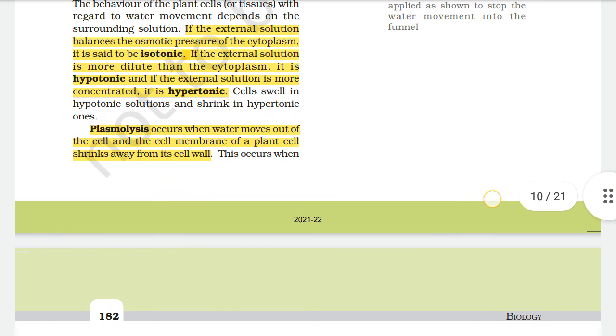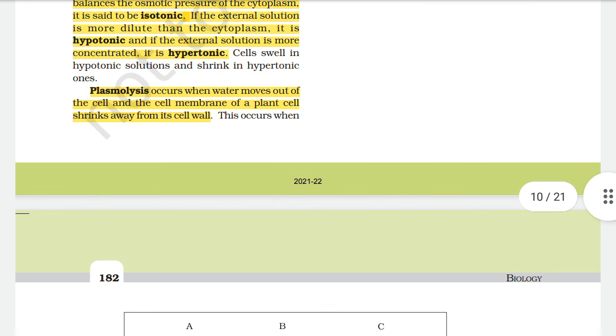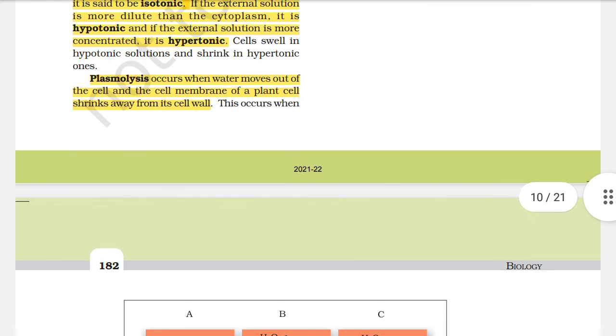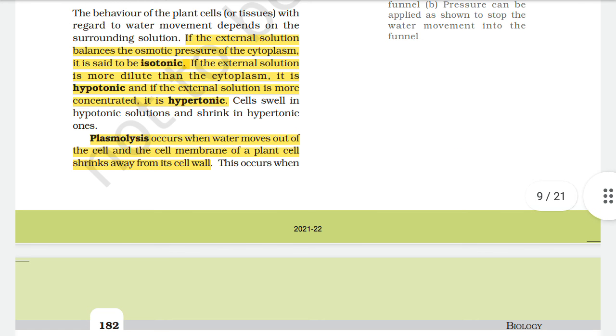And in case of hypotonic, it means that the external solution is more dilute, and if it is more dilute, then the water will go inside and the cell will swell up. So this is a hypotonic solution. And if the outer solution is more concentrated, meaning fewer water molecules, then of course the cell will shrink, and this is the case of plasmolysis. This hypertonic condition only leads to plasmolysis and the formation of a plasmolyzed cell, that is the shrinkage of a cell away from the cell wall.